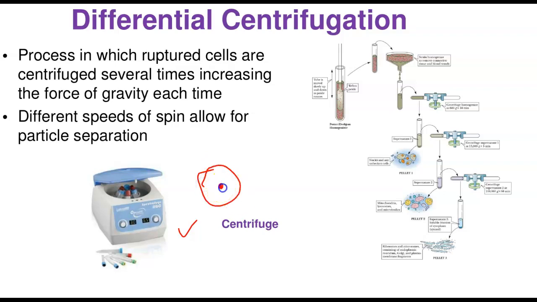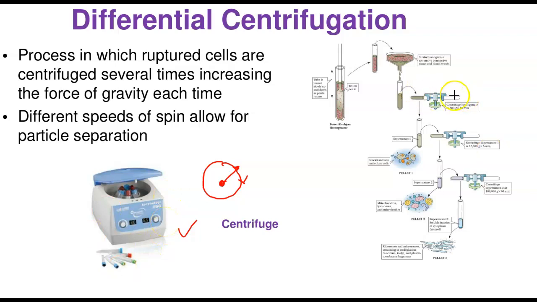A centrifuge spins round. Assuming it is spinning this way, you want to keep increasing the speed. If you start with a lower speed, then you recover some and increase the speed again. Look at what happens in this step. After breaking it down with your Potter-Elvehjem homogenizer, you transfer this into a tube. These tubes are then fed into the centrifuge machine.